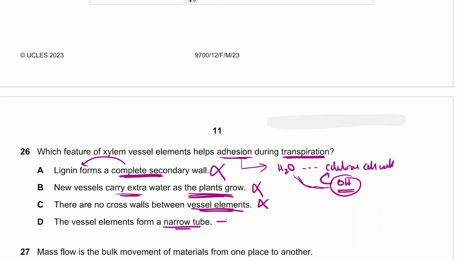Yes, we have discussed earlier that forming a narrow tube actually helps with capillary action. And it's the tendency of fluid to rise up in a narrow tube. Therefore, this does help with the mechanism of adhesion during transpiration, because transpiration is the movement of water up in the plant due to the capillary action. Therefore, D is the correct answer.